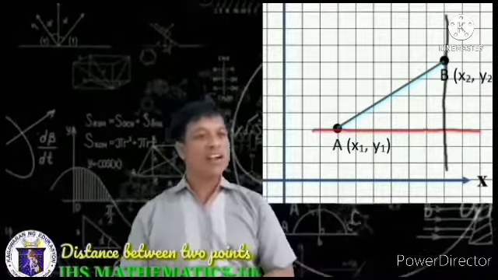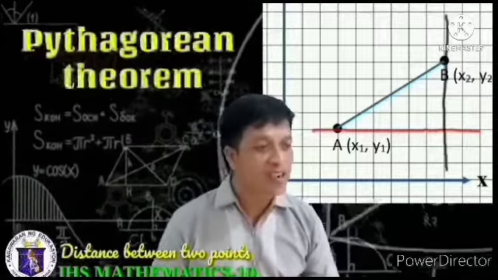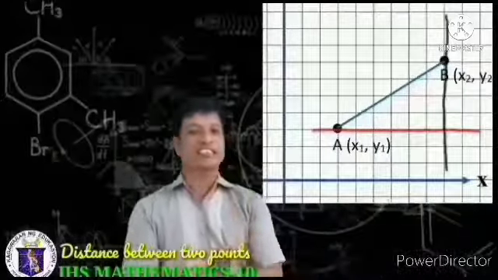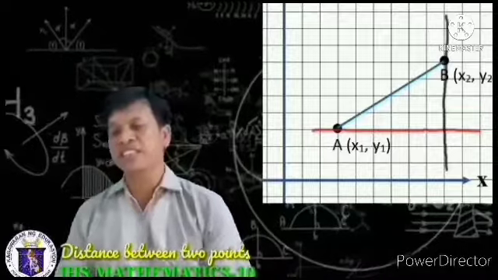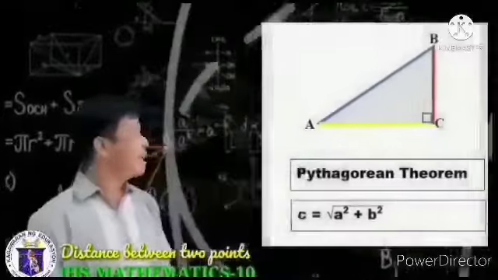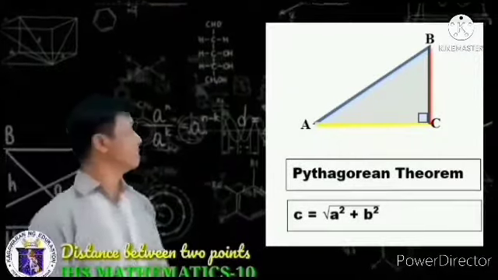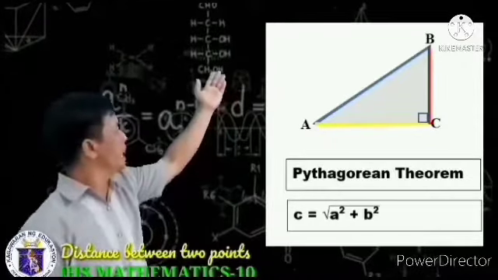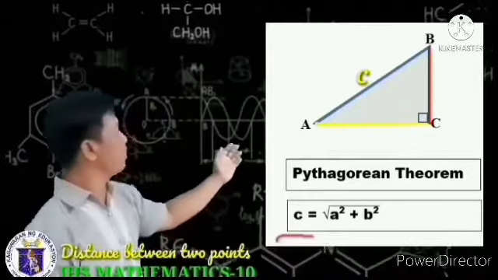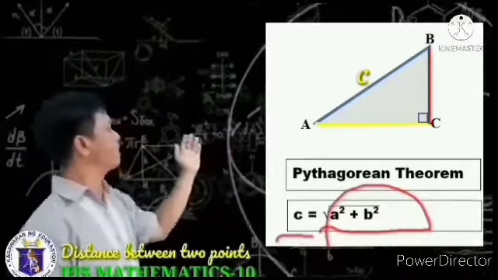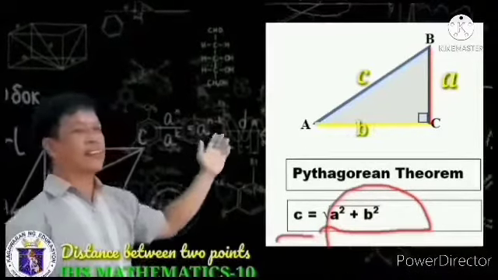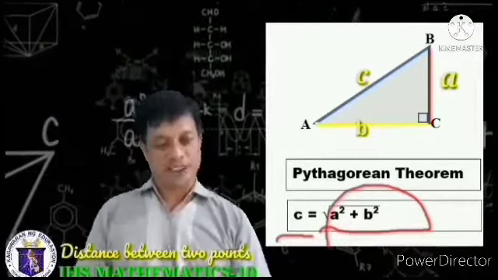Very good! We are going to apply a Pythagorean theorem in order for us to find the measure of its sides. What is being stated in the Pythagorean theorem? Very good! The Pythagorean theorem states that the measure of the hypotenuse, letter C, is equal to the square root of the measure of sides A square plus side B square. Okay? Alright.